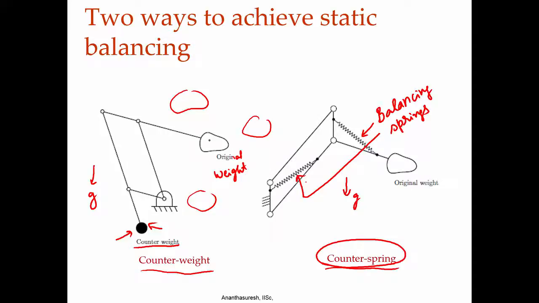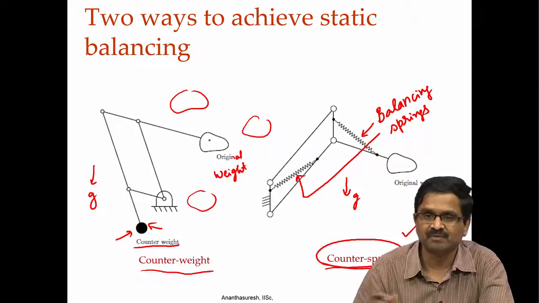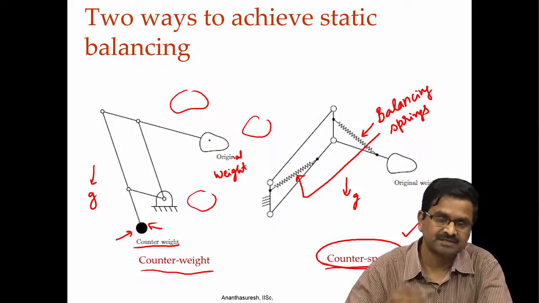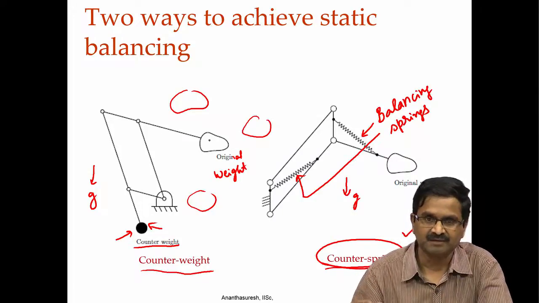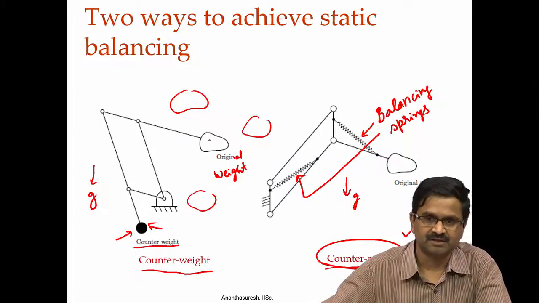So, for both of these, as you move these original weights wherever you want, either the counterweight or the counter springs will give you static balancing. We will focus on the counter spring method, because that is more amenable for compliant mechanisms. A lot is done on counterweights, that is a well known concept. Now, springs will be more compact, and very innovative designs can be obtained with counter spring static balancing methods.